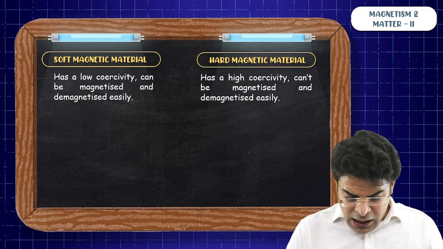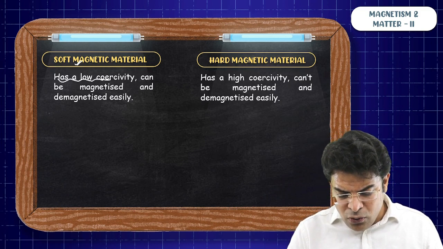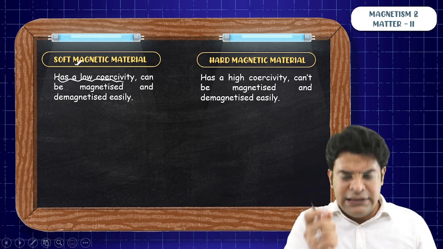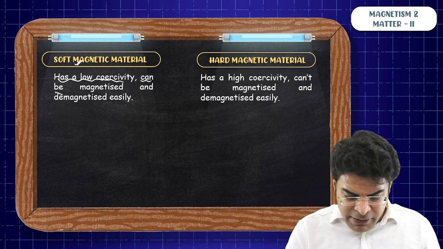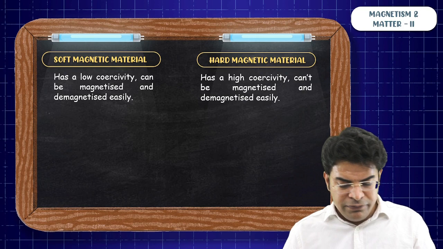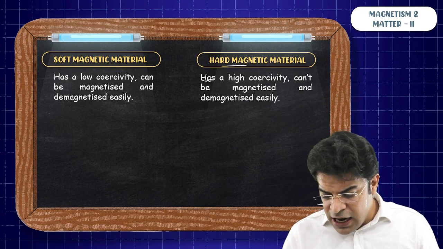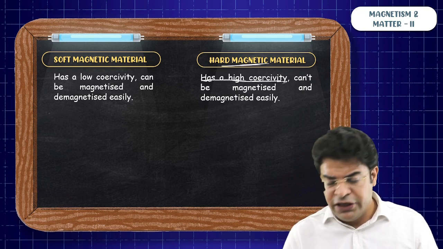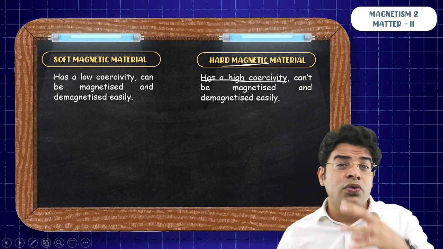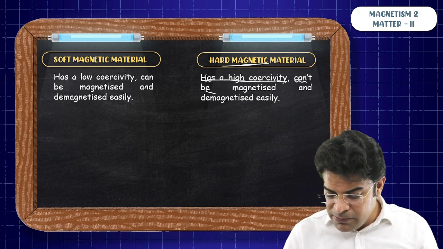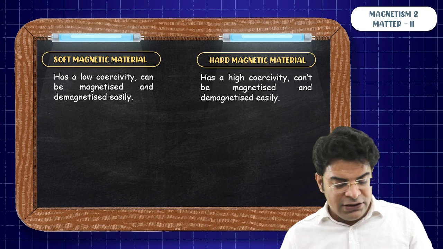So, a soft magnetic material has low coercivity, so it can be magnetized and demagnetized easily. And the hard magnetic material has a high coercivity, so once magnetized, it is difficult to demagnetize it; it can't be magnetized as well as demagnetized easily.